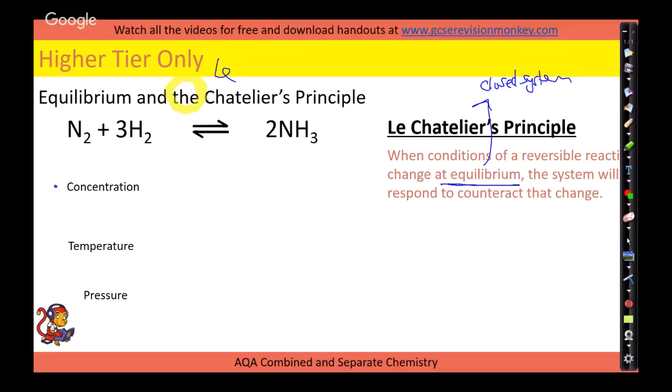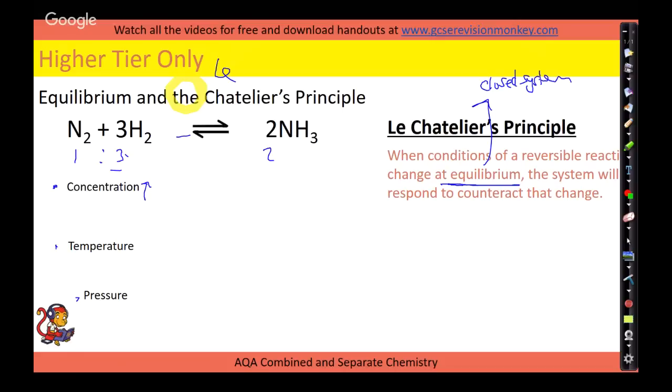So these are the three things that we're going to talk about. This is a reversible reaction just here. This is the actual one for the Haber process if you're doing separate science. So we've got 1 mole of nitrogen, 3 moles of hydrogen, and 2 moles of ammonia. With concentration, it's simple. If you increase the concentration of your reactants, then the concentration of your products increases because it's trying to counteract the change, and that means that this will decrease again.